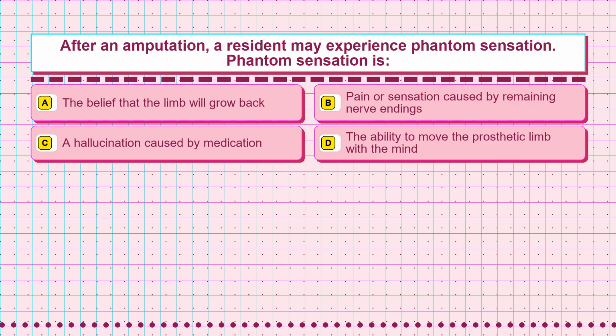Question 84. After an amputation, a resident may experience phantom sensation. Phantom sensation is option A. The belief that the limb will grow back. Option B. Pain or sensation caused by remaining nerve endings. Option C. A hallucination caused by medication. Option D. The ability to move the prosthetic limb with the mind.